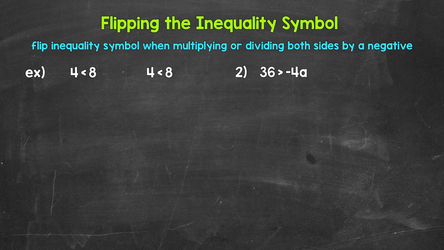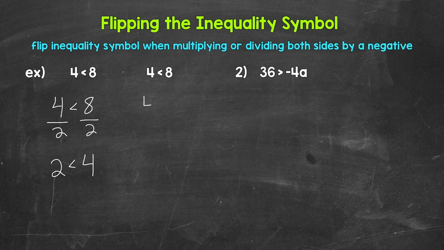Is this inequality true? Of course, 4 is less than 8. Now let's divide both sides by positive 2 and see if this remains true. Let's rewrite this inequality so we have 4 is less than 8, and we are dividing both sides by 2. On the left, 4 divided by 2 gives us 2, and on the right, 8 divided by 2 gives us 4. So we have 2 is less than 4. Does this inequality remain true? Yes.